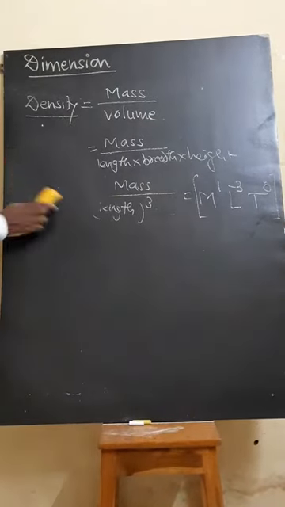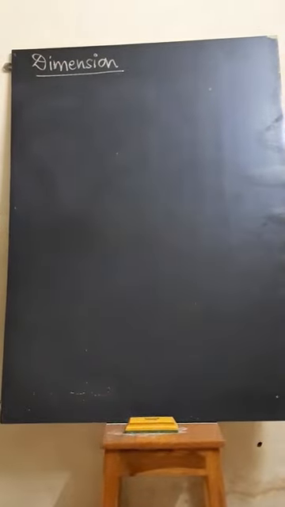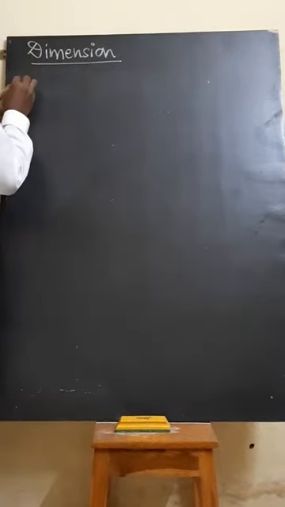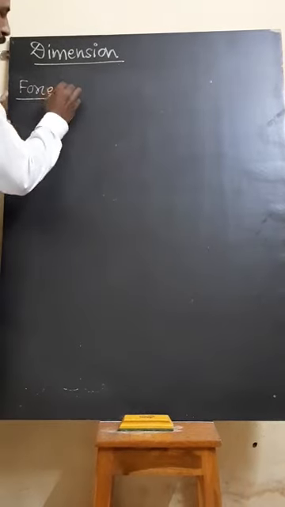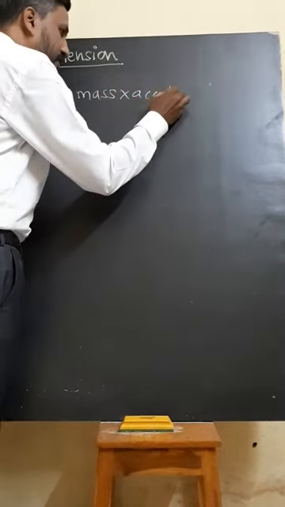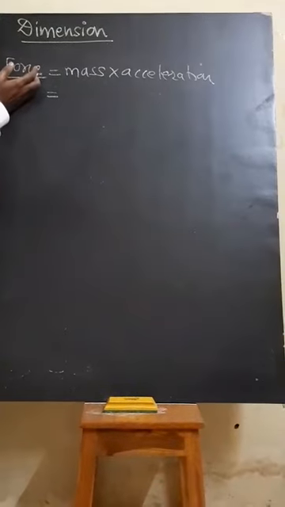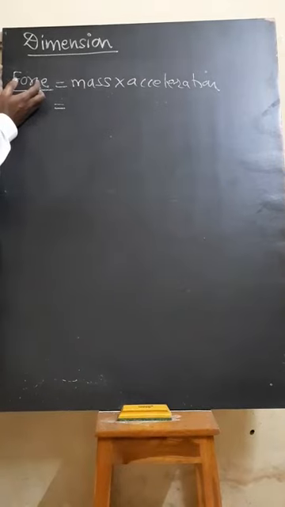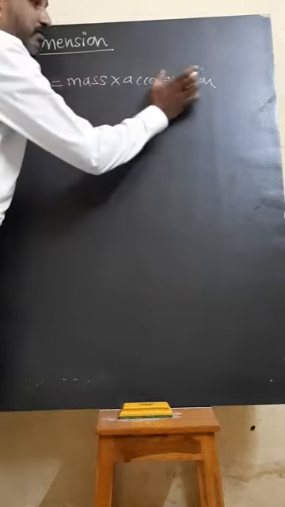Now see one more example. I think one by one we clearly understand the concept of dimensions and how you calculate the dimensions. Now the next example is force. The basic formula for force is mass into acceleration. Again we can split this formula, because force is not a fundamental, it is a derived physical quantity. We express this force in terms of fundamental.